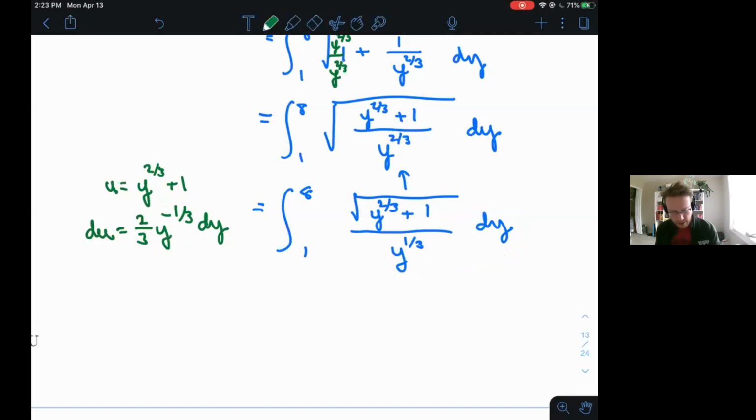I'm going to rearrange this a little bit. I'm going to write 3/2, so I'm bringing the 2/3 over. I'm going to bring this y to the 1/3 over, and this is all with our du, and this is what is equivalent to dy. Right, so again, I brought the 2/3 over by multiplying by 3/2, the reciprocal. I've multiplied by y to the 1/3 on both sides, and that cancels it out on the right-hand side, and then dy.